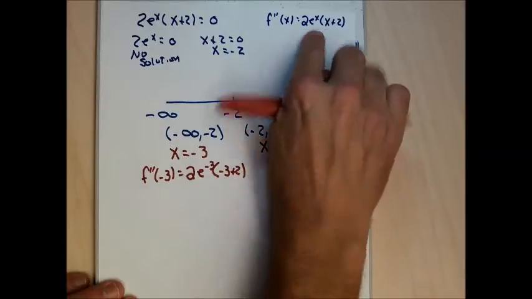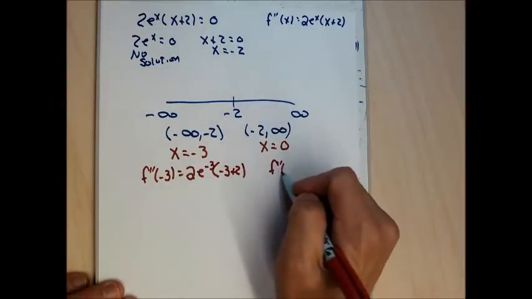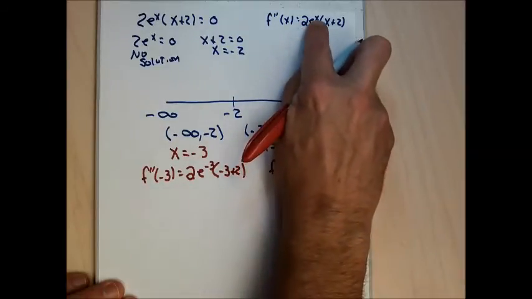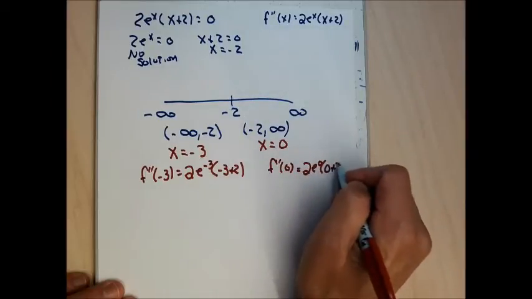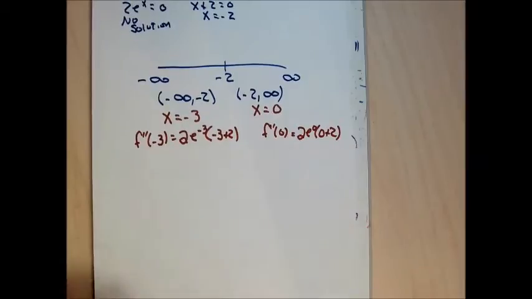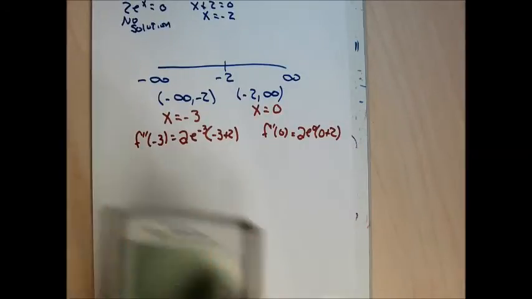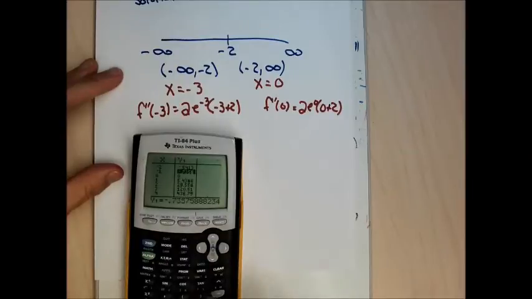And then I'm going to do f double prime of 0. F double prime of 0 is going to be 2 times e to the 0 times 0 plus 2. I don't care exactly what these equal to, I just care whether they're positive or negative. I'm going to do these on the main screen of my calculator. I'm going to go 2 second ln negative 3 for 2e to the negative 3 times negative 3 plus 2.